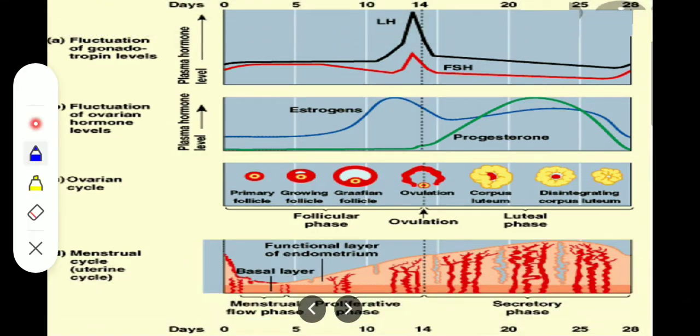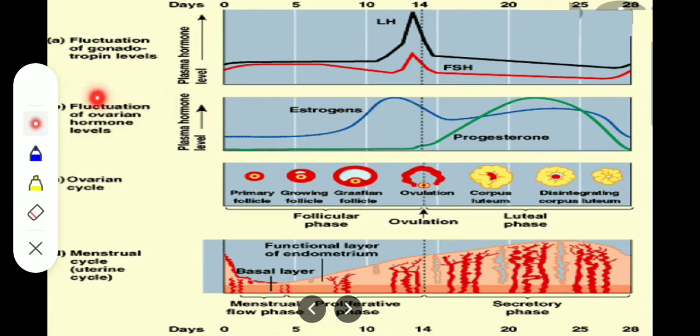of gonadotrophin level. LH is the black in color. At 14 days, there is LH surge and also FSH rises a little bit. And B is fluctuation of ovarian hormone level. Okay. Second is that fluctuation of ovarian hormone level.